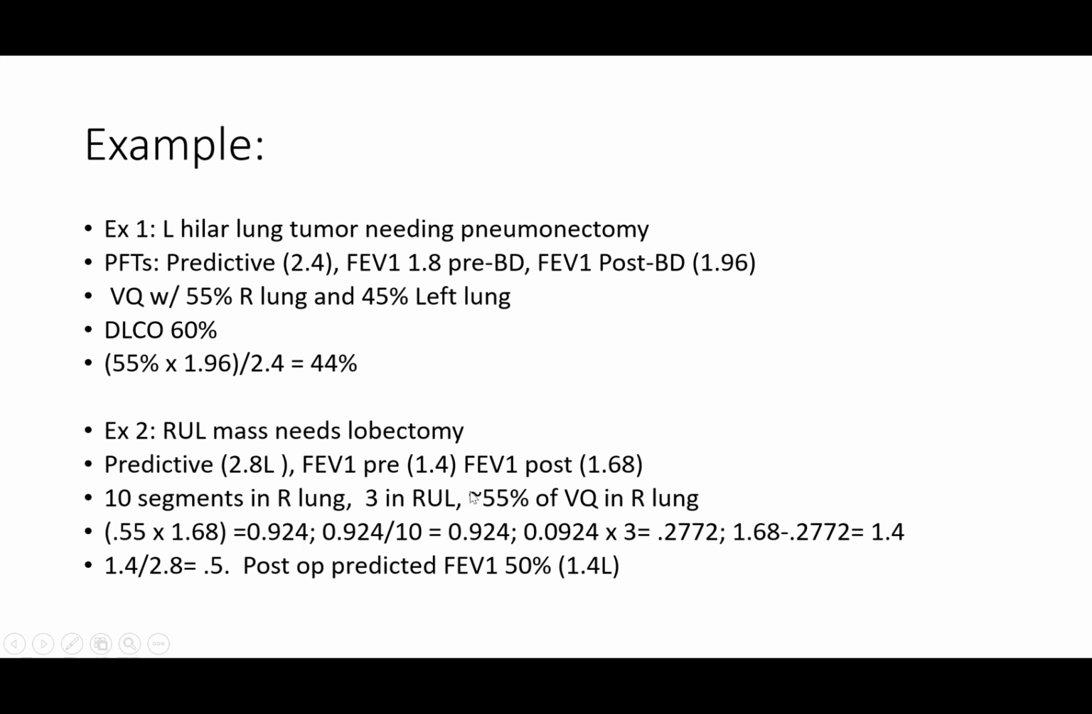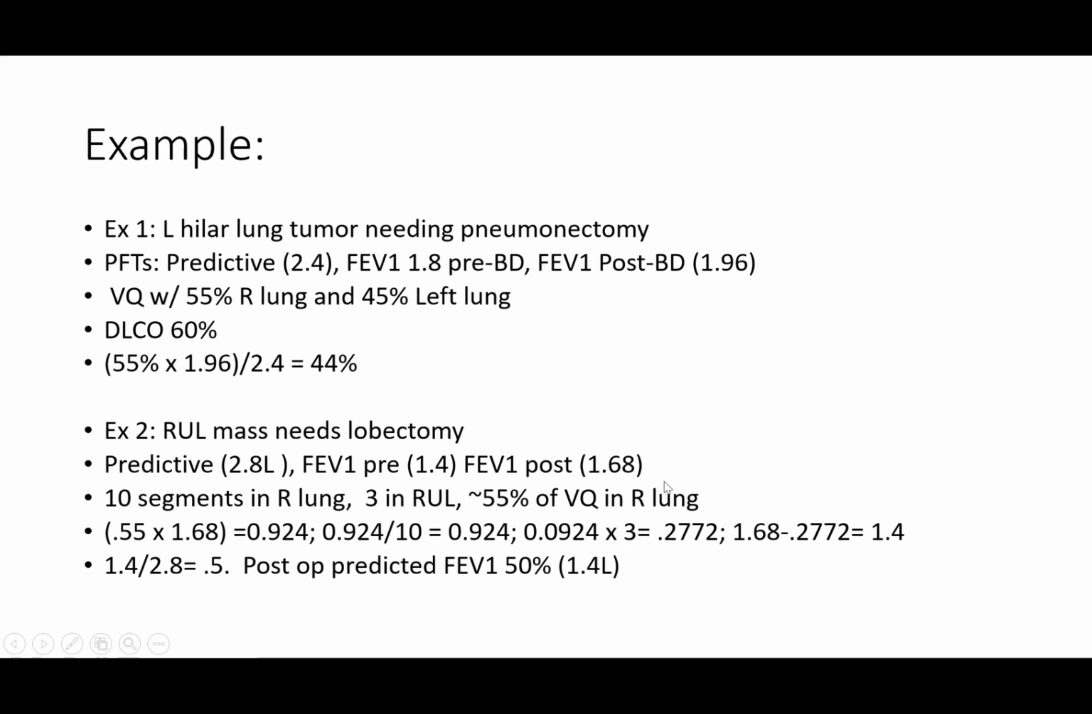All right, so approximately 55% of that right lung is involved in perfusion. So you take that 55%, you multiply that by their predicted post-op FEV1, their best one, it gives you that much. So 0.924, and that divided by 10, the amount of segments in the right lung, will give you how much each segment is actually contributing to perfusion. So there's 3 in the right upper lung, which gives you this amount.